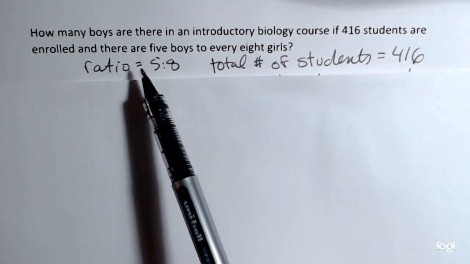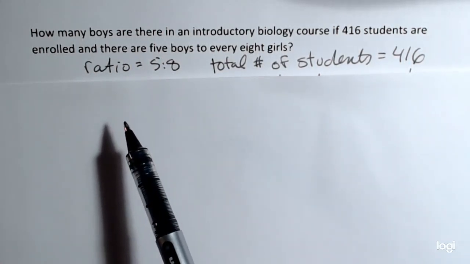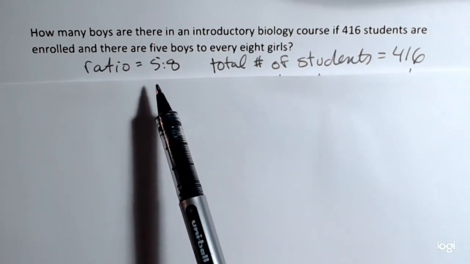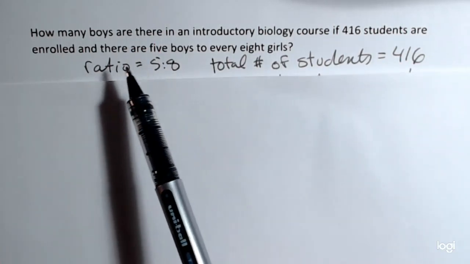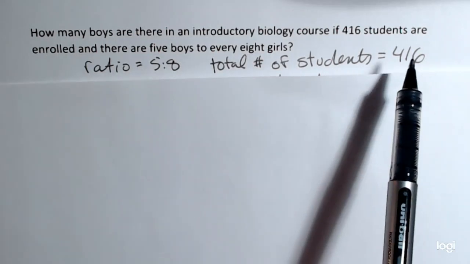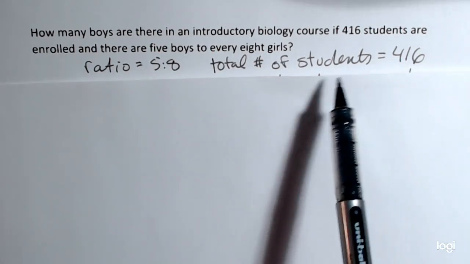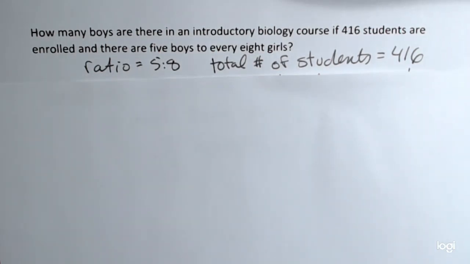So I want to convert this ratio to a percent, so I can find the percent of boys and multiply that by how many students we have. So in other words, I want to know what is the percent of students that are boys, and then I want to multiply that by the total so I can get the actual number of boys.